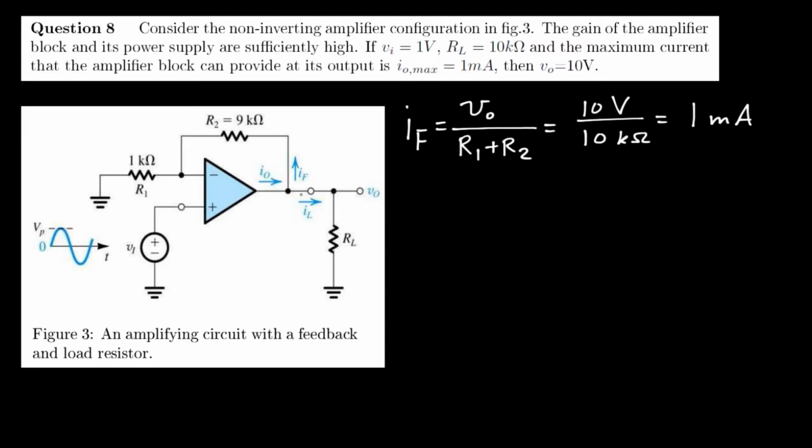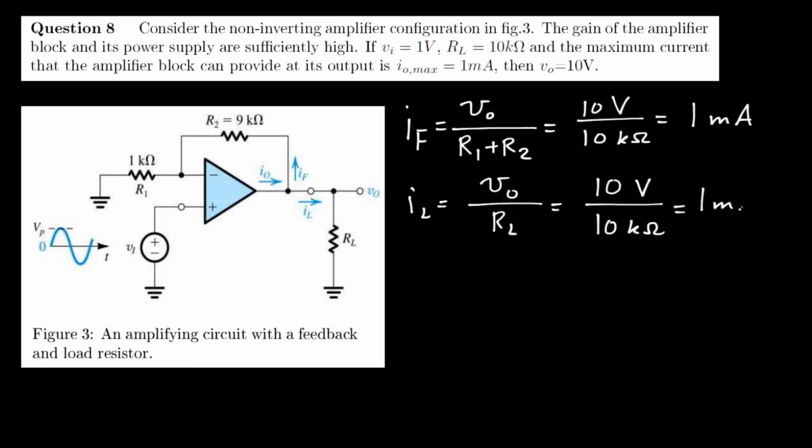Now, the load path will also have a current of Vout over this load resistance, RL. And you can compute that by just doing 10 volts over the load resistance, which was given as 10 kiloohms, which is therefore another 1 milliamp.